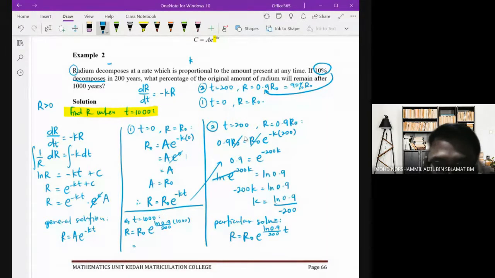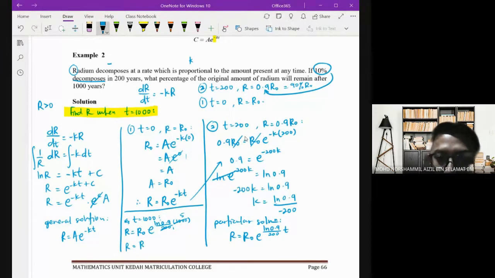Macam mana nak calculate ni? So R will be calculated this one. Ni nampak apa ni? Ni 1. Ni 5. 5 ln 0.0. Ni boleh potong. Exponential and ln boleh potong. Mana boleh potong sebab ada belakang ni. Tak boleh potong. So 5 kena bawa jadi macam tu.